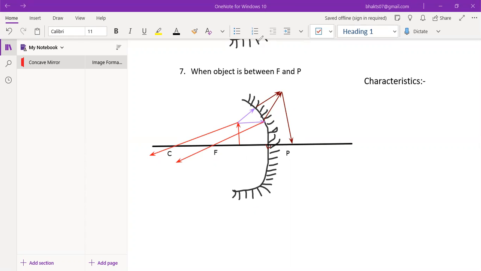Now let us write the characteristics. Now the characteristics of the image so formed is, first of all, it's a virtual image as it cannot be obtained on a screen. It is upright as you can see from the arrow. And the last one, it is also magnified.